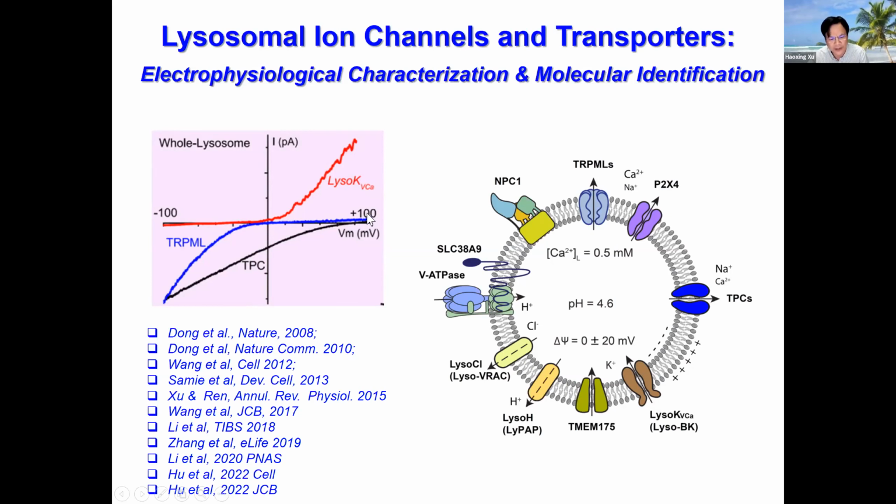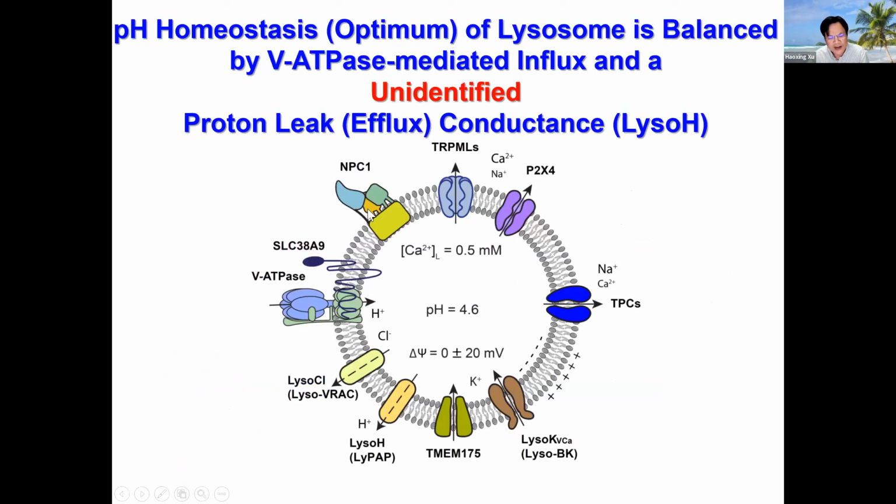We know the lysosome lumen is highly acidic, with almost a 1,000-fold proton concentration gradient across the lysosomal membrane, which is established by the V-ATPase. When you inhibit the V-ATPase, using, say, bafilomycin A1, lysosomes are very quickly deacidified. Therefore, there must exist proton leak conductances in the lysosome. Let's just call it lyso-H.